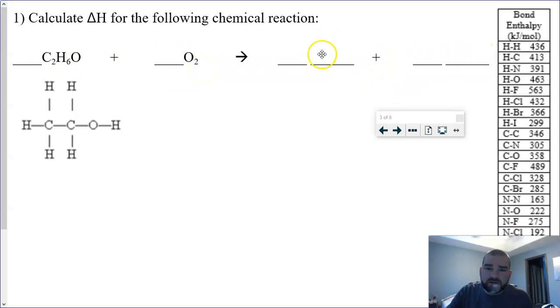We get CO2 and H2O. Okay, and again, don't mind my writing today. I'm using the little pen pad thing to make this happen. So pause it. Balance this if you could. That'd be great.